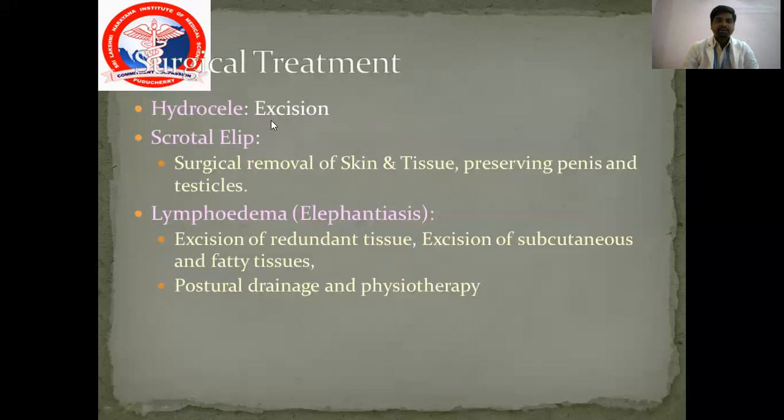Surgical treatment: hydrocele excision. I already showed the picture of hydrocele, which gives a bigger, bulky scrotum. Surgery removes the skin and tissue, preserving the penis and the testicles. Only the extra tissue and skin are removed. For elephantiasis of the limb, excision of redundant tissue, subcutaneous tissue and fatty tissue, proximal drainage and physiotherapy.